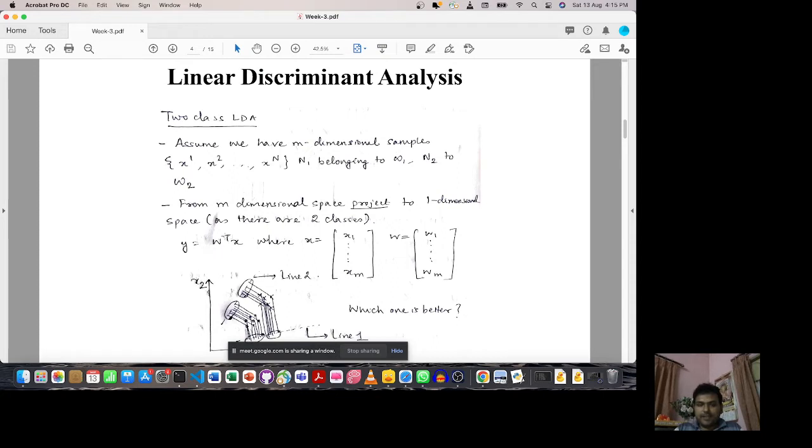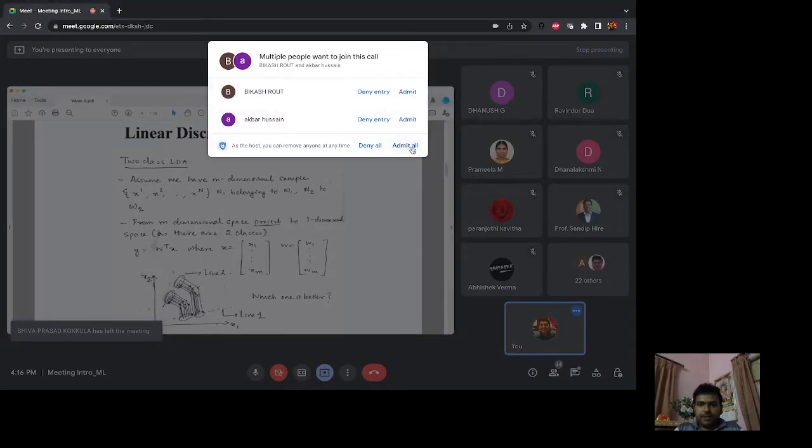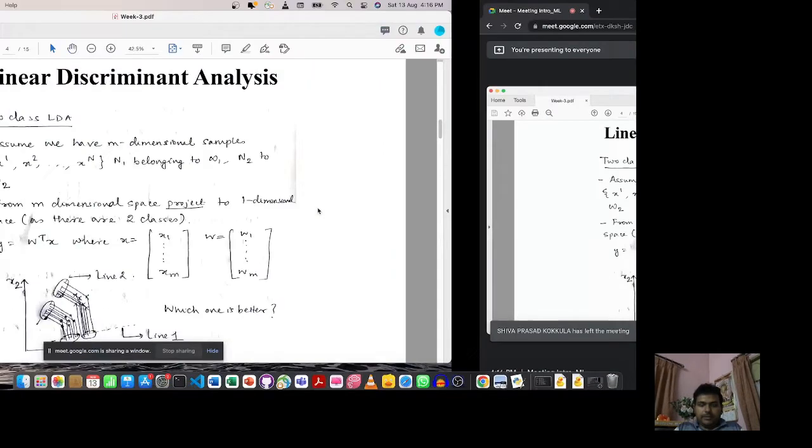You see, I am multiplying W transpose and x to get y. Y is one dimensional, x is m dimensional, x is m cross 1. What is the dimension of W transpose? It should be 1 cross m, correct. So W transpose is 1 cross m, which means that W is of the same dimension as x.